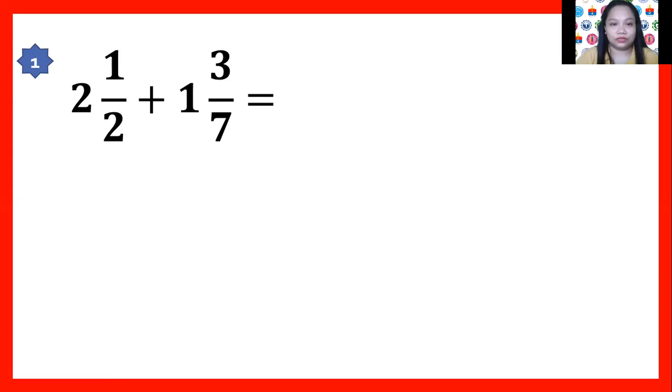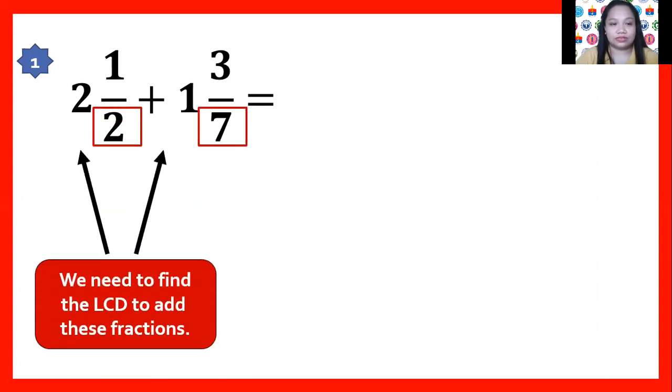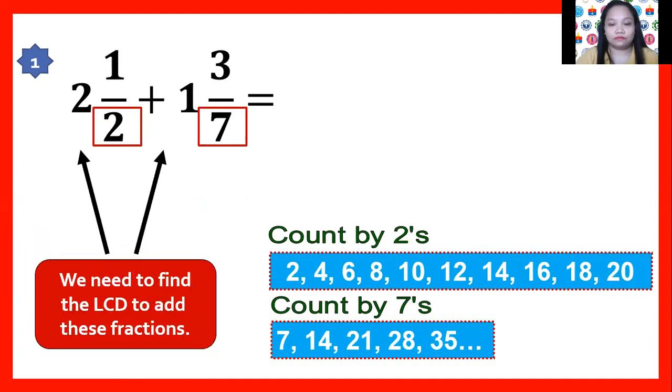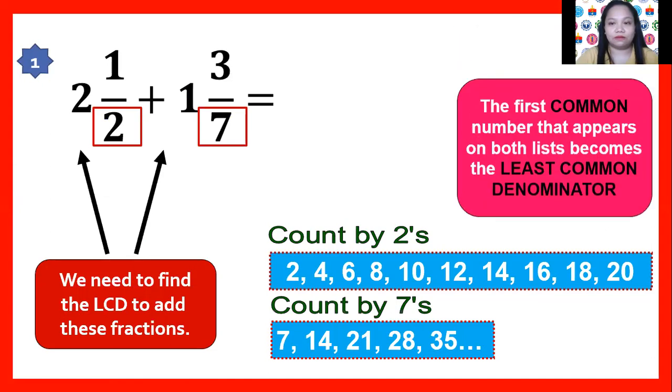So how are we going to do that? We need to find the LCD of 2 and 7 by listing down the multiples of 2 and 7 and finding out the common numbers on the list. The first common number on the list would be our least common denominator. In this case, that would be 14.